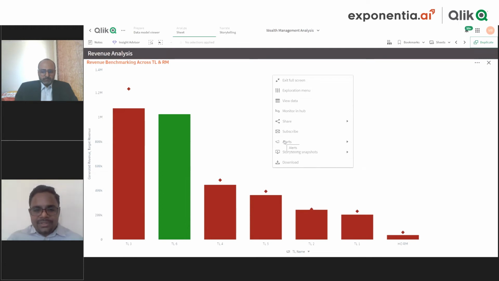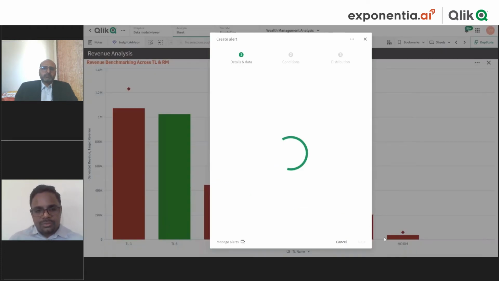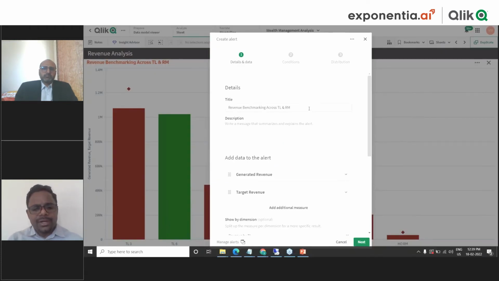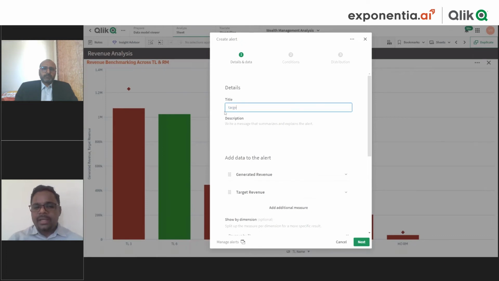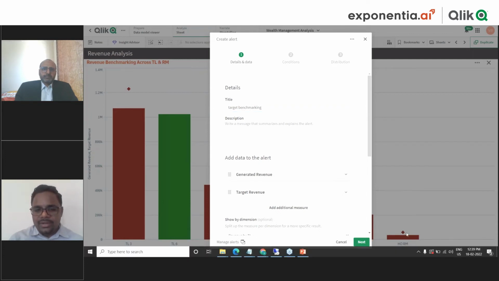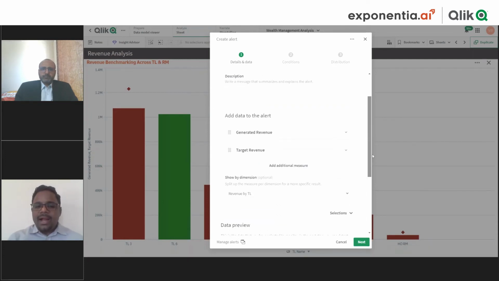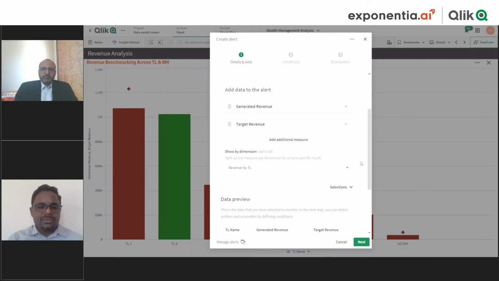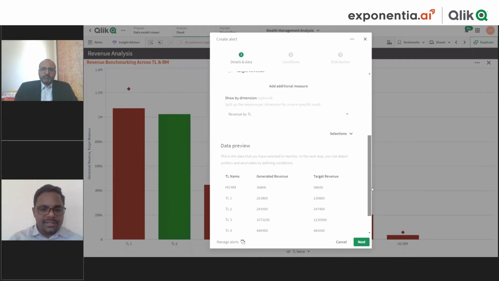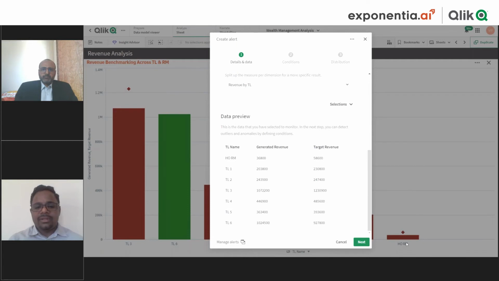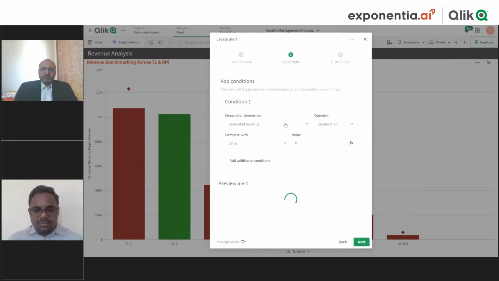So here is a simple feature. You just right click and set an alert, and Bishoy will just show us how to do that while I walk you through the benefits of it. So what you can do here is you can just compare the two measures. In this case, the target that is set for that particular TL and the current or actual performance of the TL, and just put a condition where actual performance is lower than the target. Send me an alert for that particular TL. Now these alerts can come on various modes.